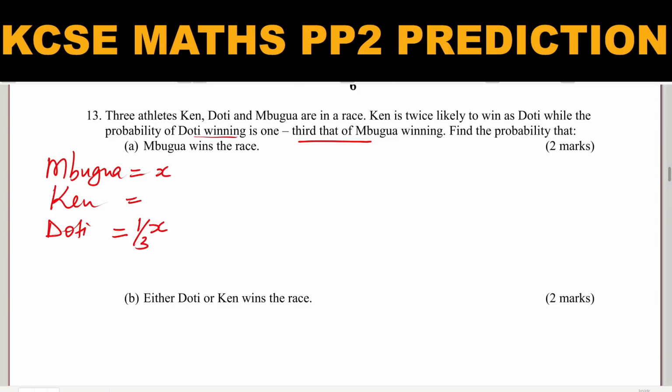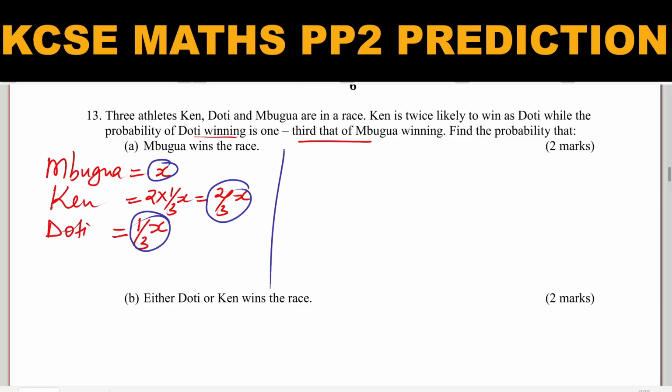And then now we can go to the first statement. Ken is twice as likely to win as Dottie. So this will be 2 multiplied by Dottie, that is a third x, and this one will be 2/3 x. Now we have the probability of all of them winning, that is Mbogwa x, then Ken 2/3 x, and then Dottie 1/3 x. Now the question is find the probability that Mbogwa wins the race.